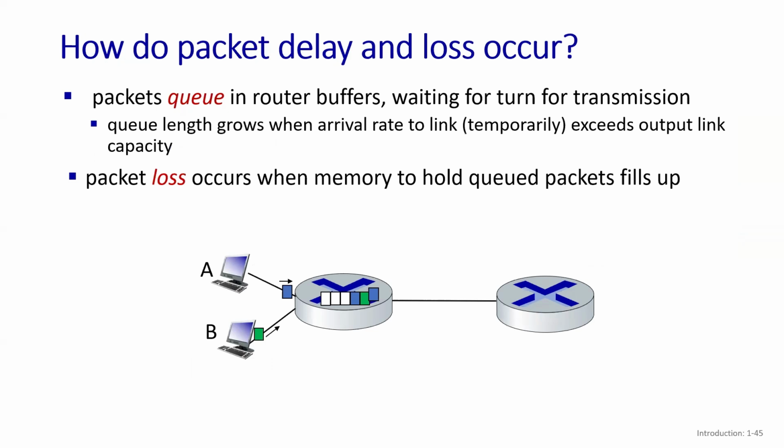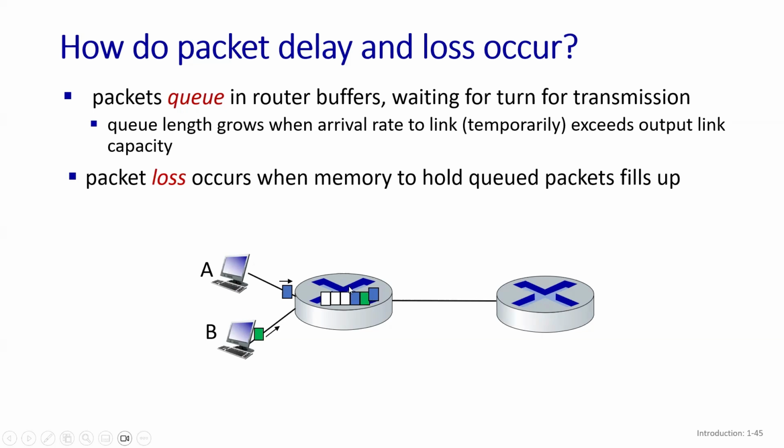So the question is why do packets get delayed and why does loss occur in the networks? In this picture, you can see that there are two hosts A and B, which are transmitting packets towards the router, and you can see on the router that there is a queue of packets that gets created. The reason that these queues get created on the routers is that if the arrival rate at the input link exceeds the output link rate, then we will have queues created on the routers.